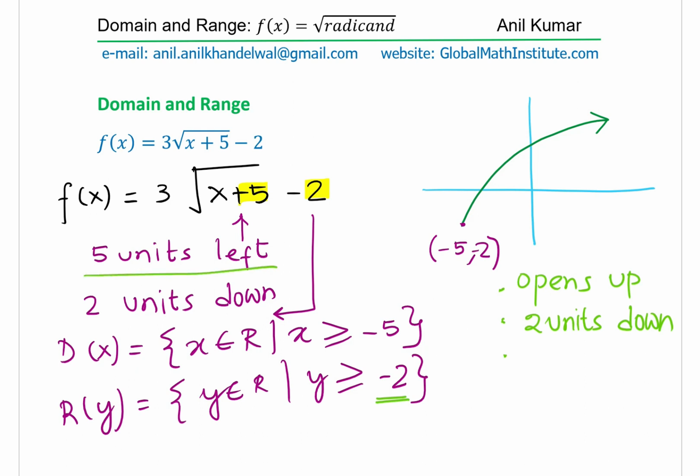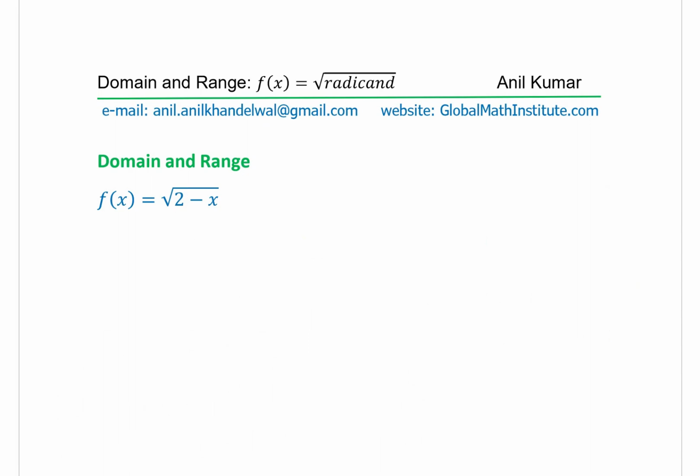As far as the domain is concerned, you could always find domain by setting the expression inside the square root to be greater than or equal to 0. So that's another thing which we are going to see in the next example. So let's move on to the next example and find some more strategies to work with domain and range.